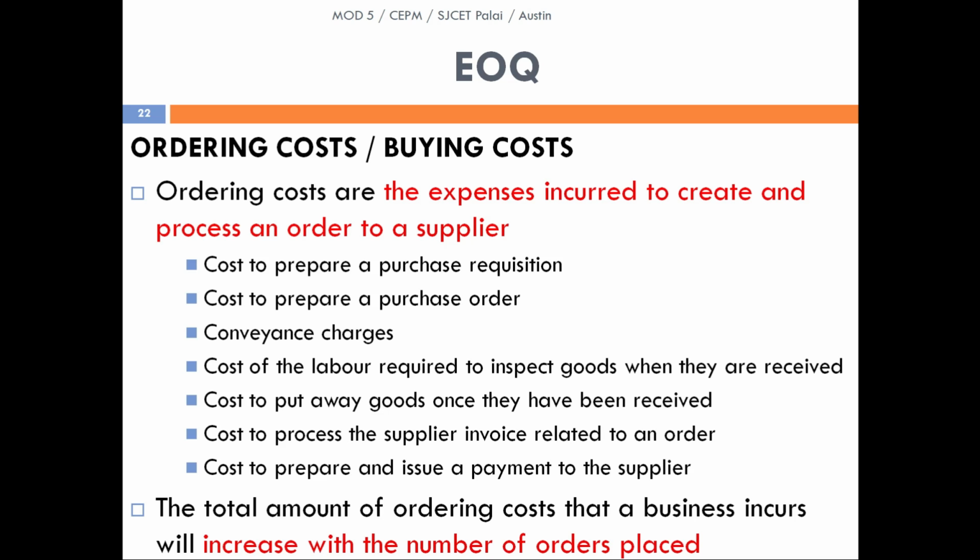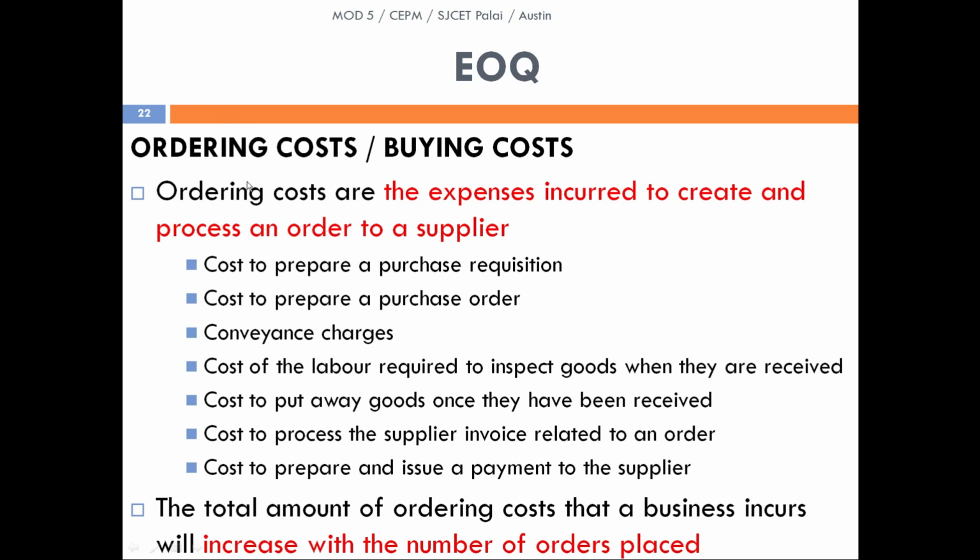The ordering cost always increases with an increase in the number of orders. So if we are able to reduce the number of orders and increase the number of commodities in each order, then we will be able to reduce the ordering cost. Otherwise, if we place many orders with each order having fewer commodities or materials, the ordering cost may be much higher.